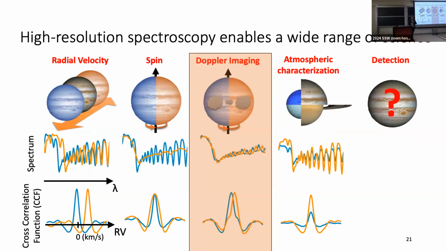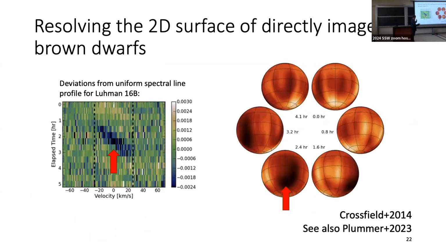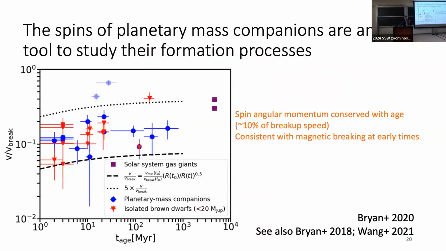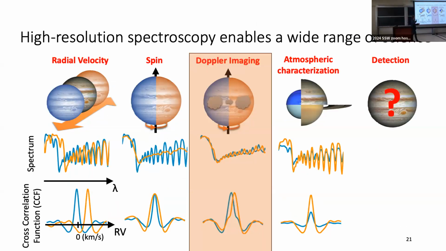So now Doppler imaging. That's an interesting one, because I think we're all excited about this, but there's actually not that many results. Maybe I should go back, actually, just one sec. So the idea of Doppler imaging is if you have a cloud or a dark spot at the surface of your planet, then it's going to make the blue side a little dimmer for a bit, and then once the cloud is on the other side, it's going to make the red side a little dimmer. So it's basically going to change the shape of your spectral line in your spectrum, and as a result, also change the shape of your cross-correlation function.